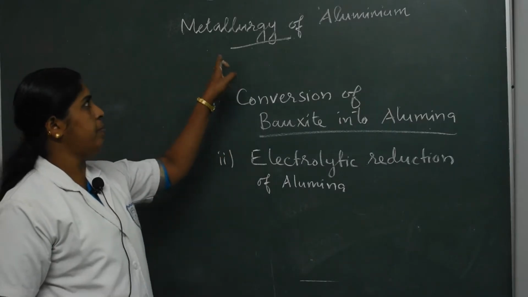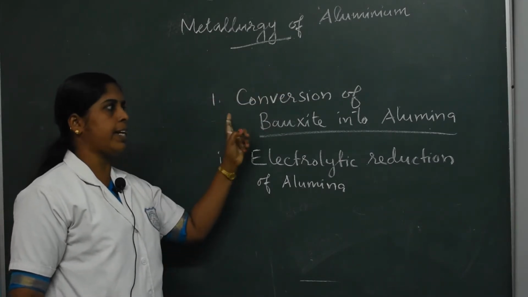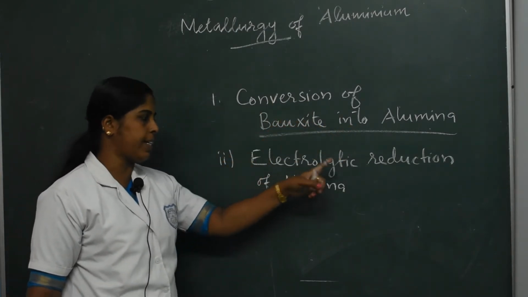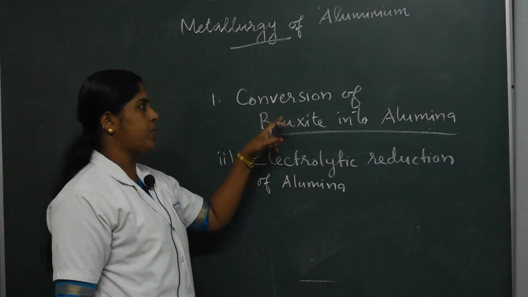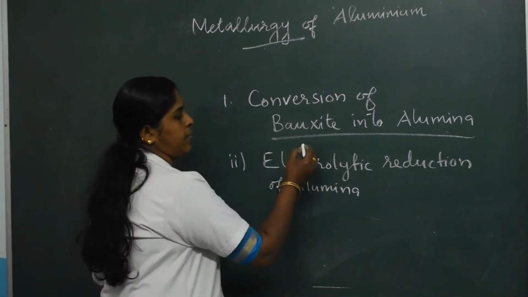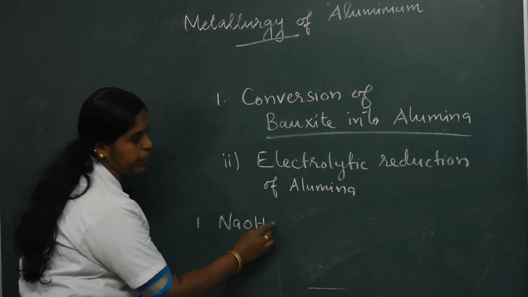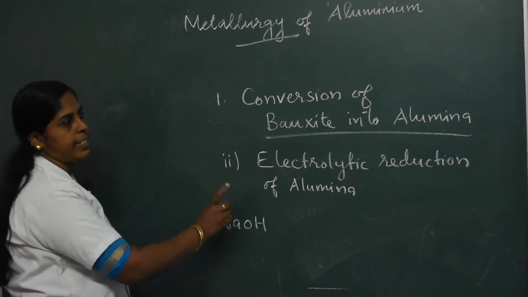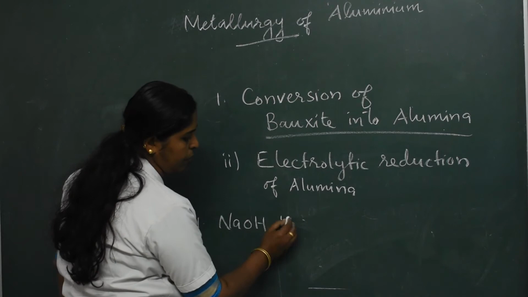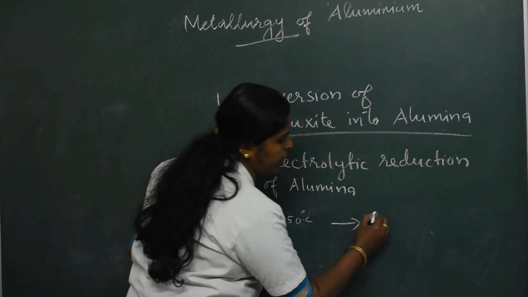Let's see again the metallurgy of aluminium. It involves two steps. First is conversion of bauxite into alumina. Second is electrolytic reduction of alumina. In the first, bauxite ore is finely ground and treated with caustic soda, NaOH, sodium hydroxide. The sodium hydroxide solution is heated with bauxite under pressure at a temperature of 150 degrees Celsius. Then we get sodium meta-aluminate.